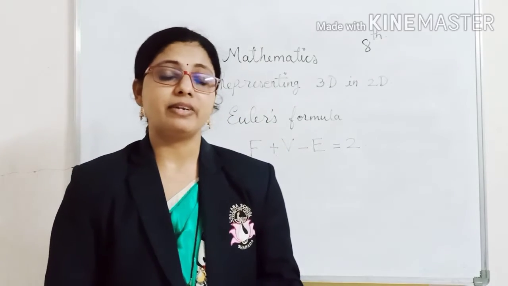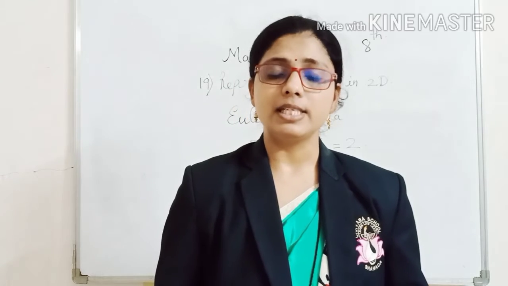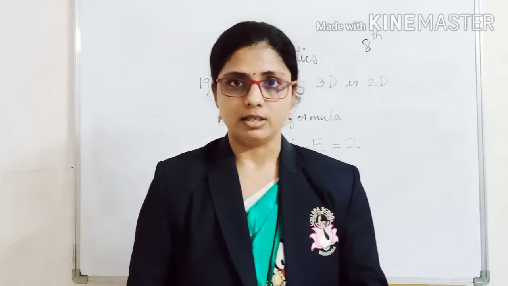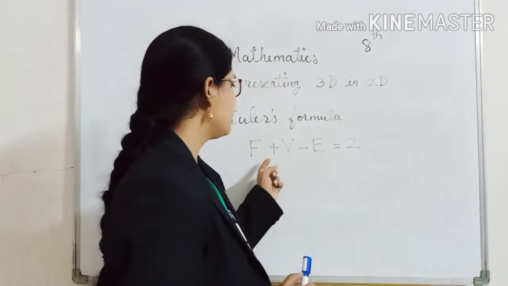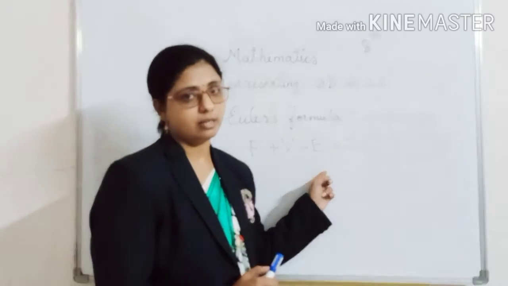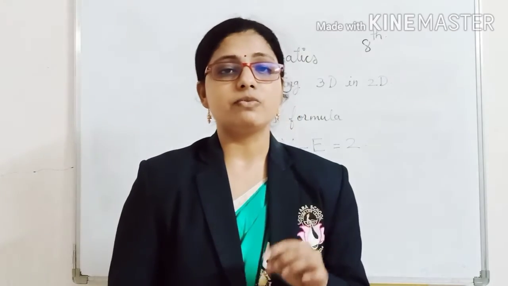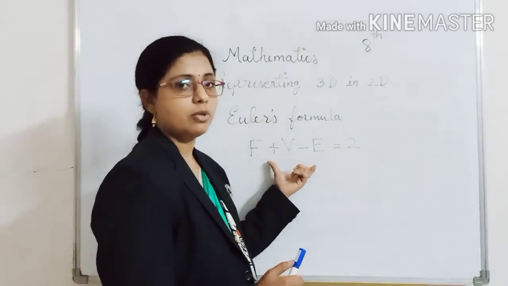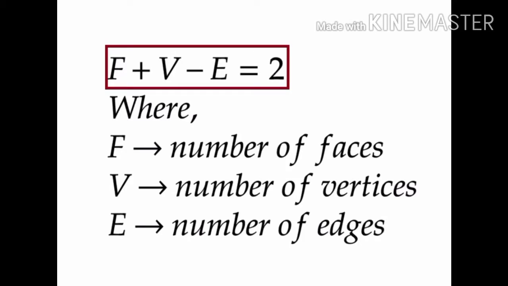Now the next very interesting topic is Euler's formula. What do you understand by Euler's formula? We know that a polyhedron is a closed figure. That figure has a number of faces, a number of vertices as well as a number of edges. With the help of that, whenever you do the calculation with this formula, you will always get the answer 2. Okay, so this is Euler's formula.